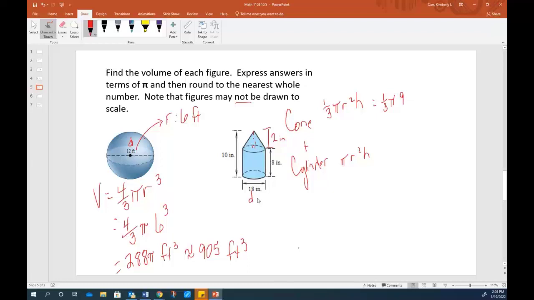So I have 1/3 pi, the radius is 9, because this down here at the bottom, that's the diameter. The diameter is twice as big as the radius, so the radius would have to be 9 inches. And then the height of the cone is 2. I'm going to leave it in terms of pi first of all. So this one comes out to 54 pi. Now let's look at the cylinder. The cylinder is pi times, it's also got the 9 squared. The height of the cylinder is 8, 648 pi.